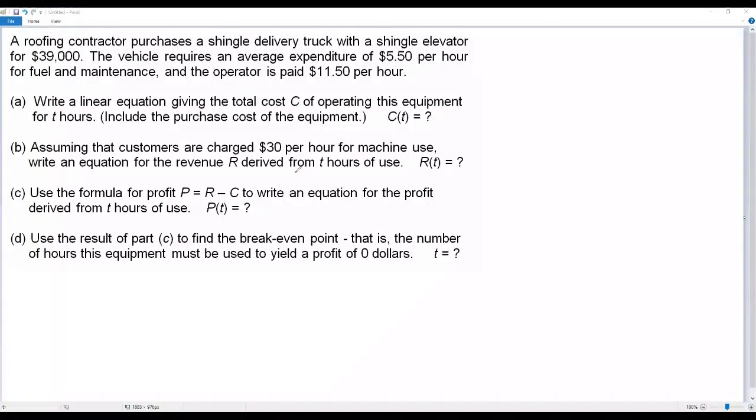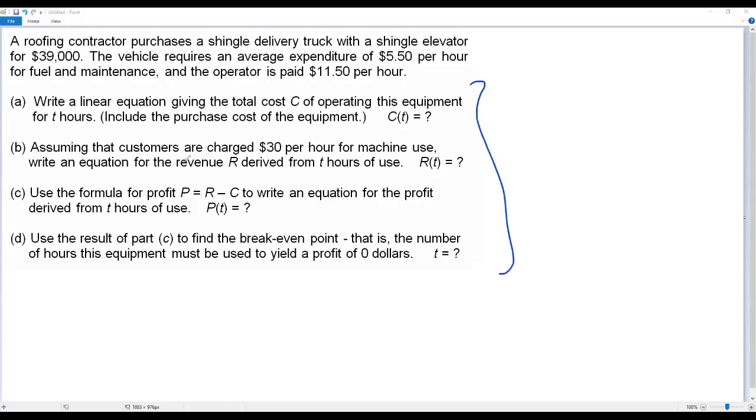Here we have a pre-calculus problem. Okay, let's go with the information. Your roofing contractor purchases a single delivery truck with a single elevator for $39,000. The vehicle requires an average expenditure of $5.50 per hour for fuel and maintenance, and the operator is paid $11.50 per hour. Okay, here we have 4 questions.